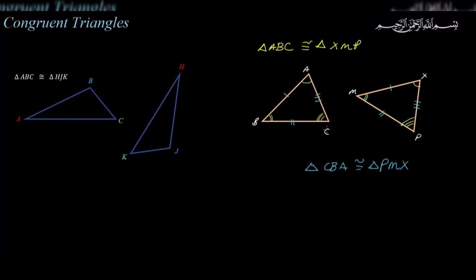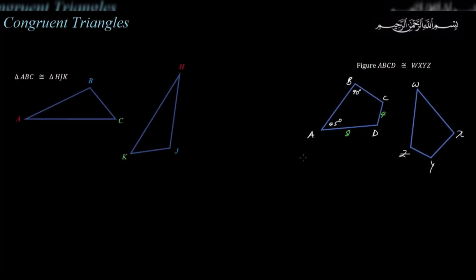These are both correct ways of writing this because all the corresponding angles are in perfect order. A corresponds with X, B corresponds with M, and C corresponds with P. Correct? So in this case, C corresponds with P, B corresponds with M, and A corresponds with X, again like that. So this would be both correct ways of writing that these two triangles are congruent.